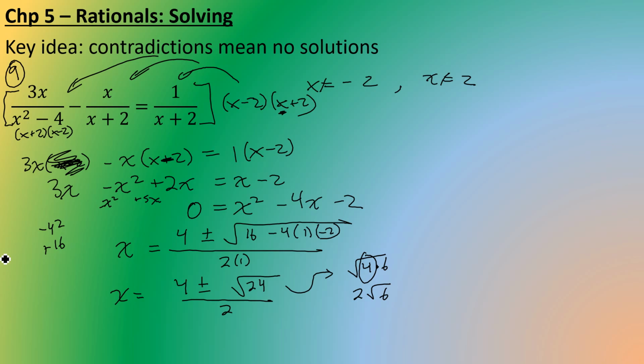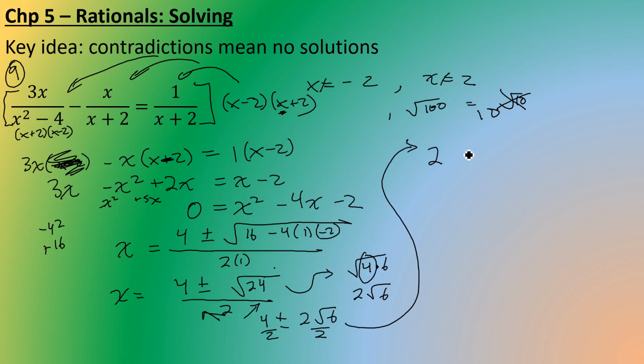Now some of you, this is just a side step thing. I don't know why you're doing this. You write down in homework square root 100 and then you write equals root 10. No, just 10. You did the root. It goes away. So when I do this root 4, I don't do root 2 times root 6. That would be wrong. I did the root of the 4, so it's just the 2. So I have 4 plus or minus 2 root 6. And then this 2 divides both these things. So 4 divided by 2 is 2, plus or minus, and then 2 divided by 2 is 1, root 6.